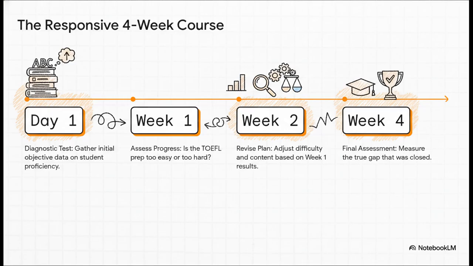And you can see that loop playing out perfectly right here on this timeline. So day 1, they get that diagnostic test data. At the end of week 1, they assess. They look at the results and go, you know what? This TOEFL prep is actually way too easy for this group. So in week 2, they revise the plan. They crank up the difficulty. See? This is a responsive cycle. It makes sure the course fits the students' actual needs, not just what you guessed they needed 4 weeks ago.